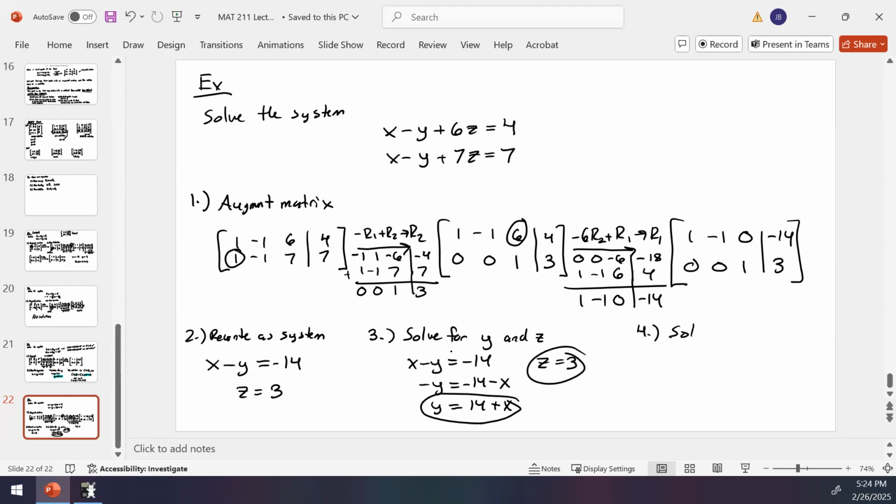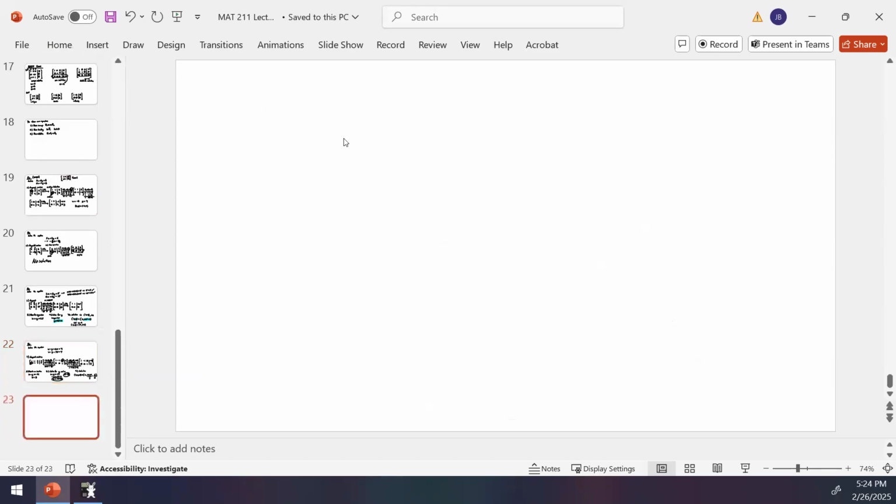Step 4, solution. So x comma y comma z is equal to x comma 14 plus x, because that used to be y, and then 3, because that used to be z. And that's the parameterization of it. Now, again, we'll do one more example where it's a huge matrix and you just have to use a calculator. You really, really don't want to do this by hand. So let's do that real quick.